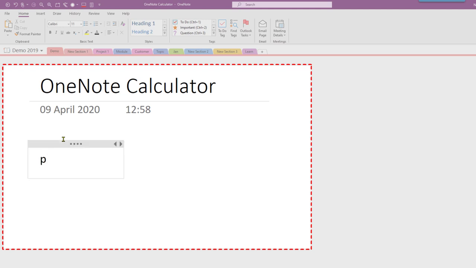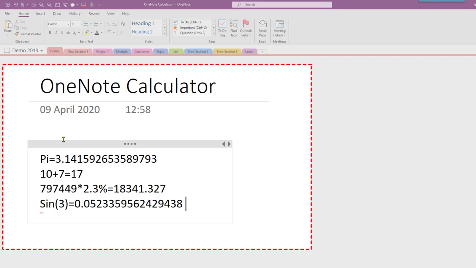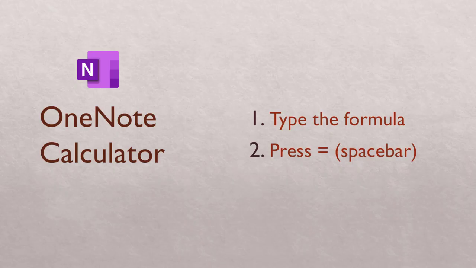So when you type something, OneNote understands mathematical calculations. So let's do some simple one. We can also do some complex ones. So this is OneNote calculator.